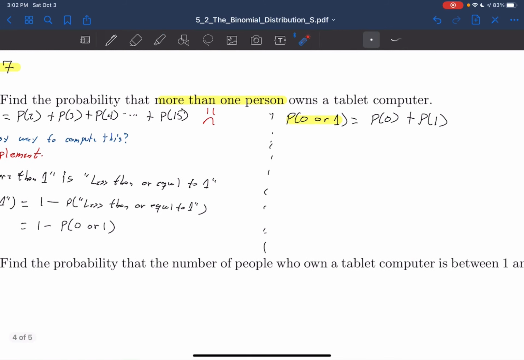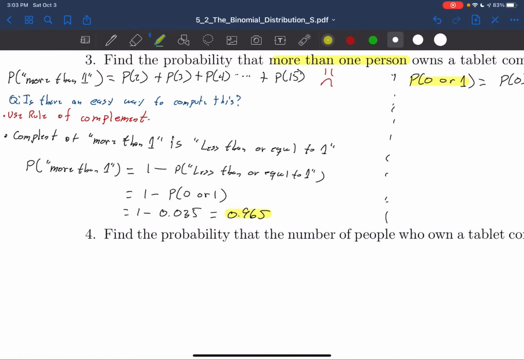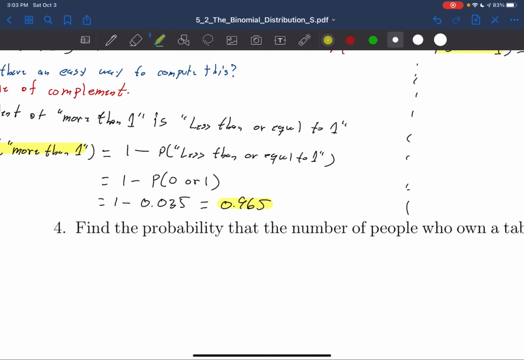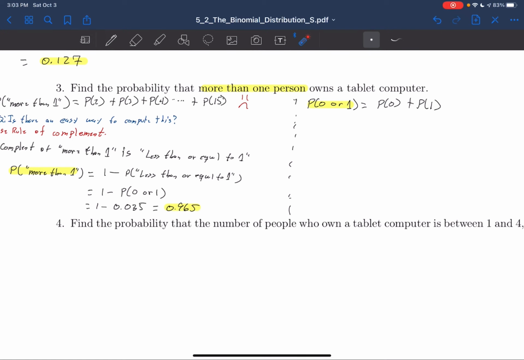So once we computed this, we just plug it in here and just take 1 minus that value. So if you do this correctly, this is just 1 minus 0.035, which is equal to 0.965. So in words, the probability that more than one person owns a tablet is 0.965 or 96.5%, which makes sense because eventually there's going to be one person that owns a tablet. So that's why the probability is so high.